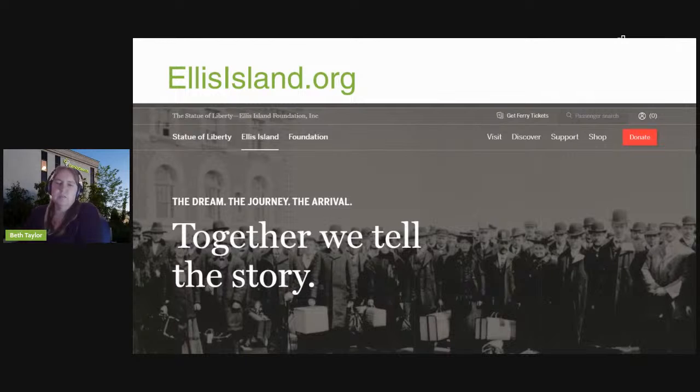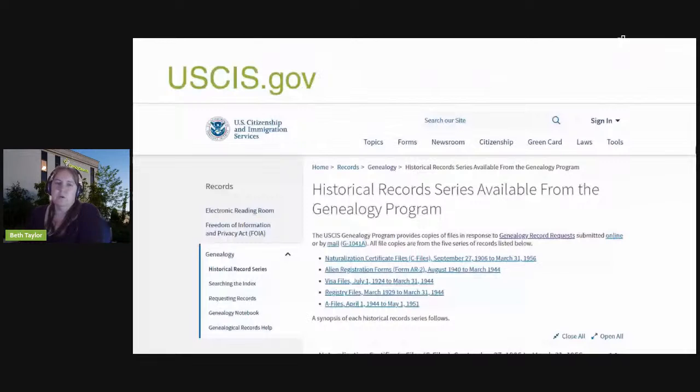There are some other resources that you can look at, the FamilySearch Research Wiki. ellisisland.org is a great website. They have a lot of the passenger manifests for those who arrived at Ellis Island. And then for those who are interested more in the naturalization side of things, want to order your naturalization records, make sure that you check out the USCIS's website as well.